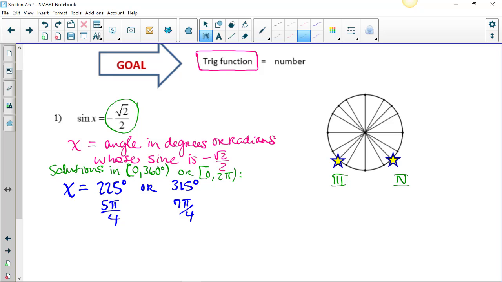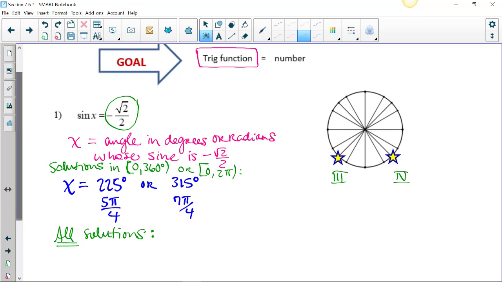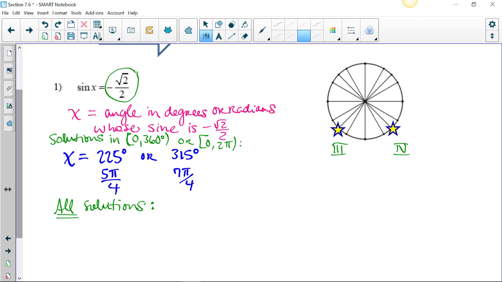Okay, if we want to give all solutions, because we know there are infinitely many solutions, we know there are infinitely many angles that have that value. So if we want to give all solutions, then we have to come up with an expression that will calculate x and give us all angles. So we've used that idea by using integer multiples.